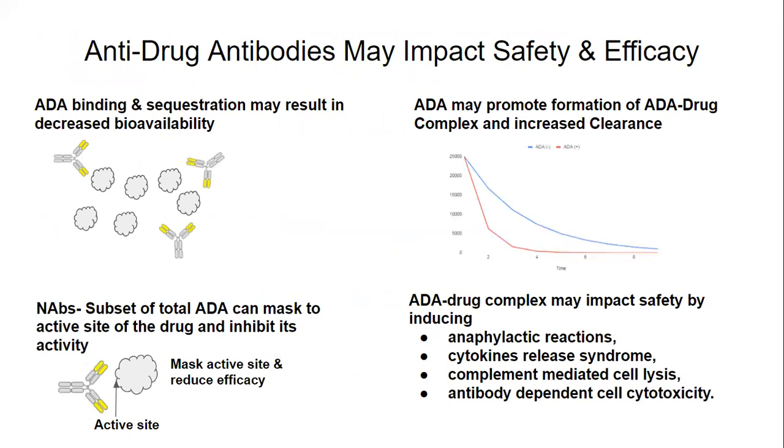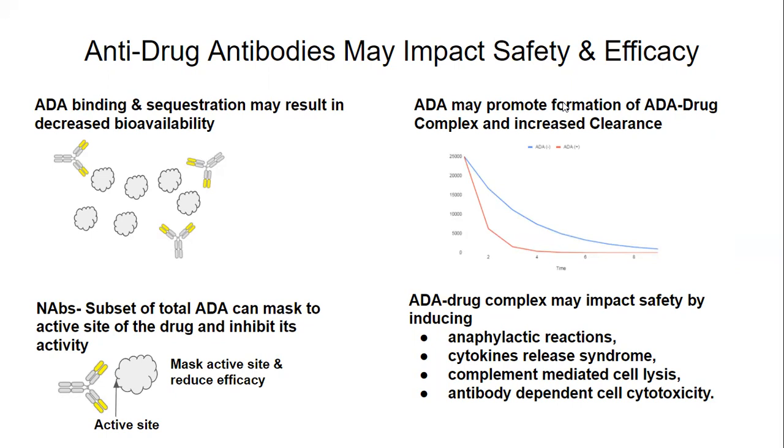So how do anti-drug antibodies impact safety and efficacy? The first mechanism is that ADA binding and sequestration of the drug may result in decreased bioavailability. For example, in this figure, if the clinical subject does not have any antibodies, they have a higher availability of drug that could bind and enter the target tissues. But if there is a higher concentration of ADA, that could bind and decrease the bioavailability and therefore the exposure of the drug.